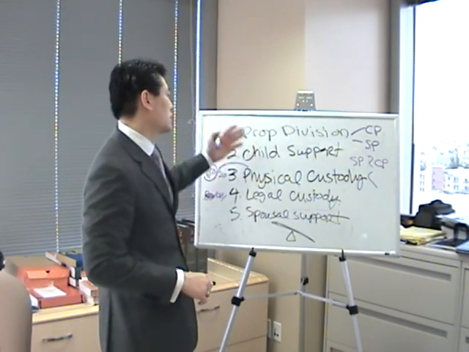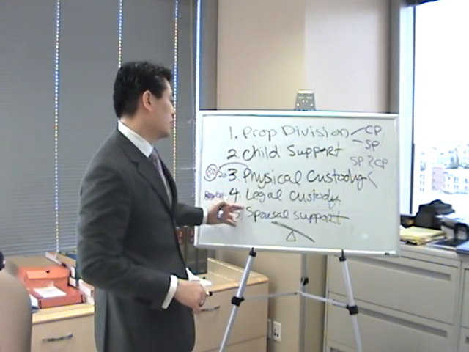So again, 5 categories: property division, child support, physical custody, legal custody, and spousal support.